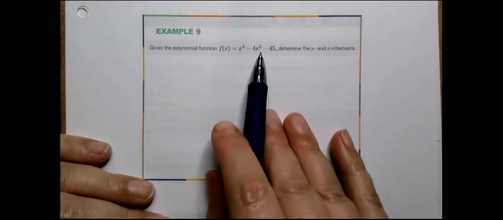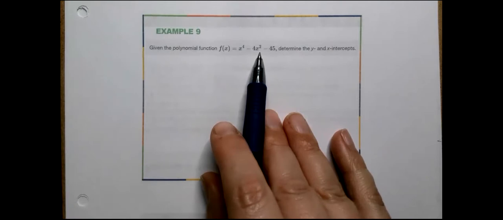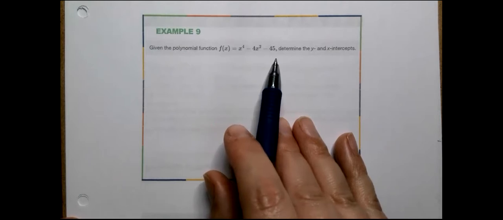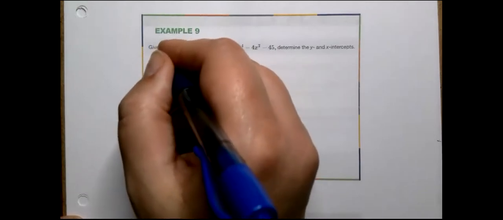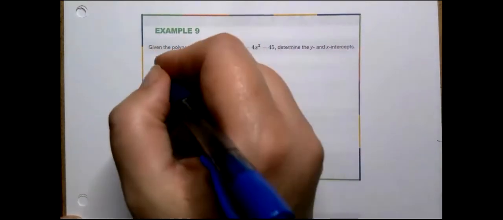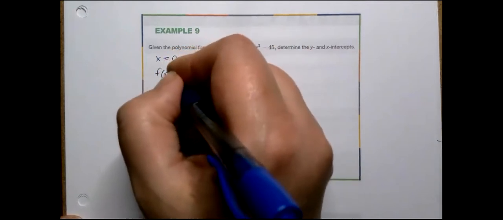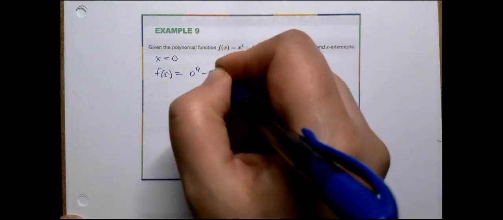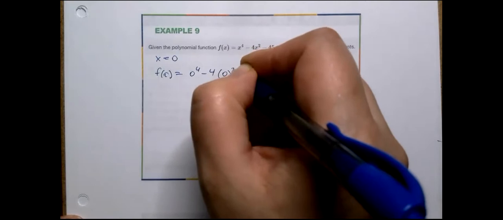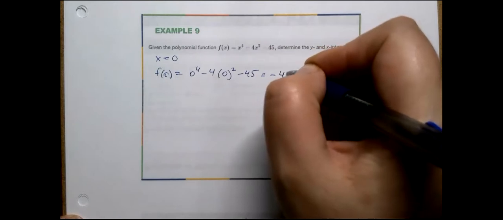In this case, this is a little bit more complicated because our function is not factored. They were not as nice to us as last time. Well, let's continue. We are gonna set x equals 0 first to find the y-intercept. So f of 0 is 0 to the fourth minus 4 times 0 squared minus 45. And of course, that equals negative 45.